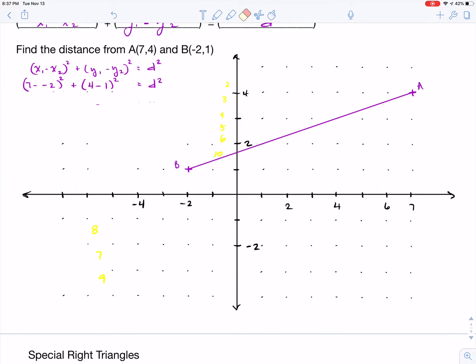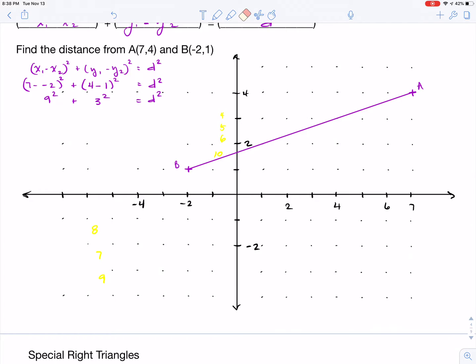So the first thing that I have is I simply copy the distance formula, but then I'm going to plug in my numbers. So you notice that I have the two x values being subtracted, 7 minus the x value negative 2. Let's not forget to square that. And then my two y values are subtracted, the 4 minus the 1. And this is going to equal my distance squared. And then I'm going to just simplify that. So I'm going to have 9 squared plus 3 squared.